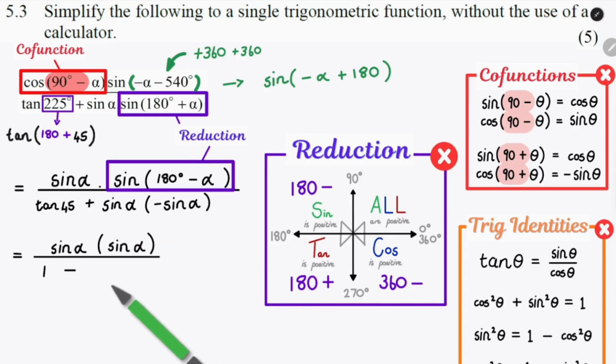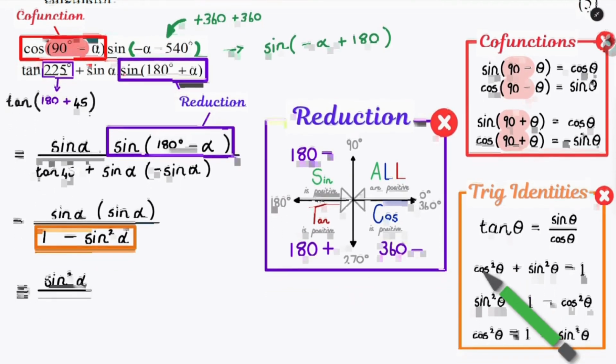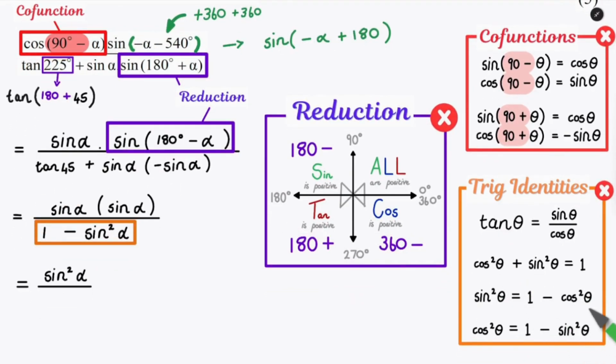sine squared of alpha. Okay, now at the top I've got sine times sine, which will give me sine squared. And at the bottom I see an identity, 1 minus sine squared, that changes into cos squared of alpha. So we're using this identity at the bottom, which is a derivative of our Pythagorean identity. So let's go ahead and change that to a cos squared.